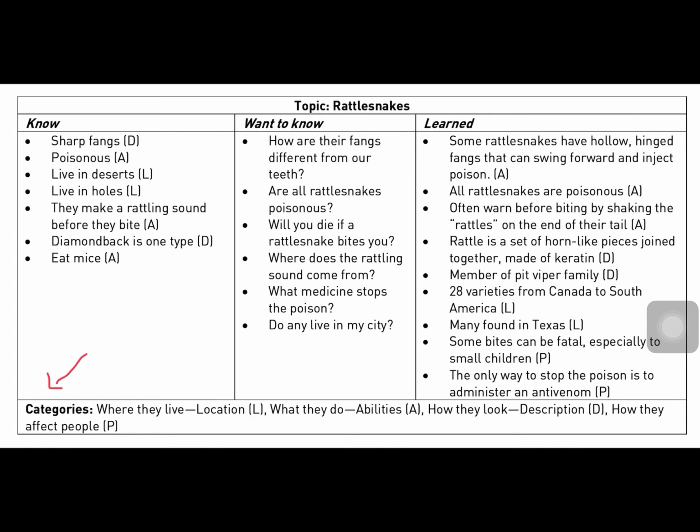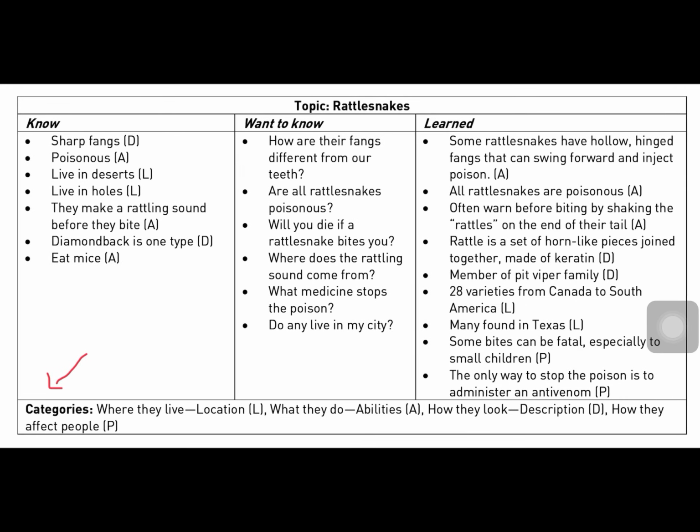Okay, so that's what we call categories. The categories here are where they live, location, what they can do, their abilities, the description of how they look, and how they can affect people.